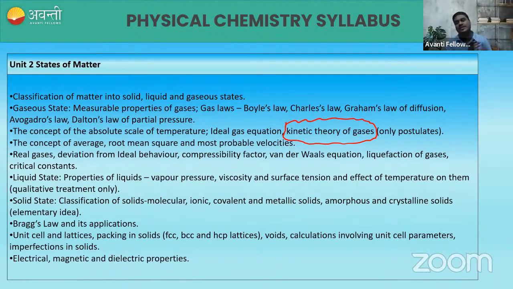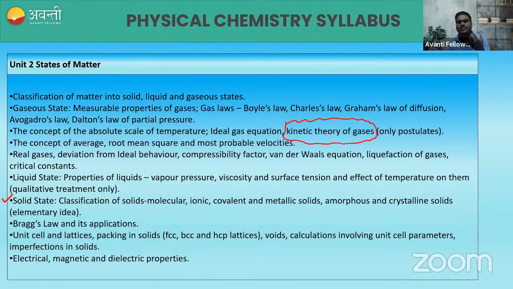So these all are very important in terms of liquid state, right? So this one is very important. Now, till liquid state and gaseous state, we already covered in our 11th class. So what in 12th class? In 12th class, we are going to cover the solid state, right?